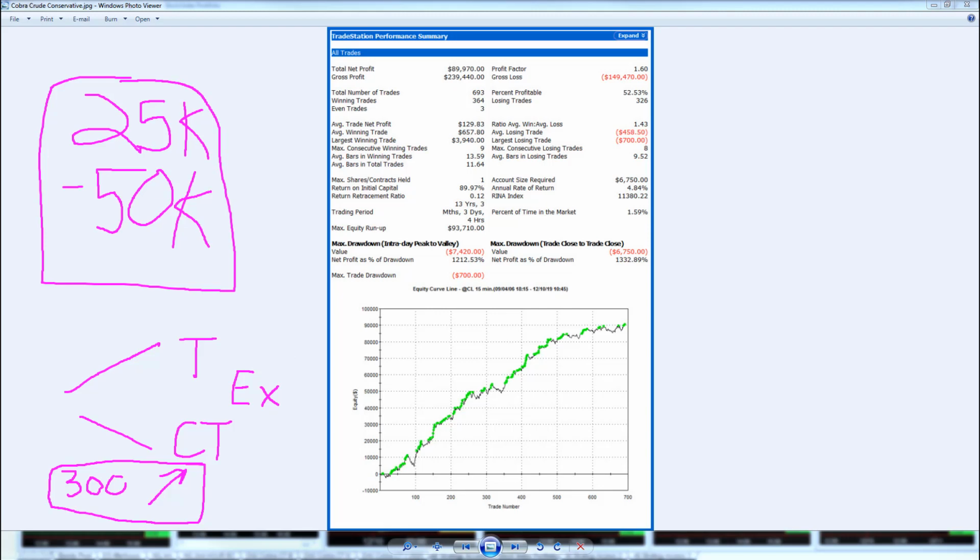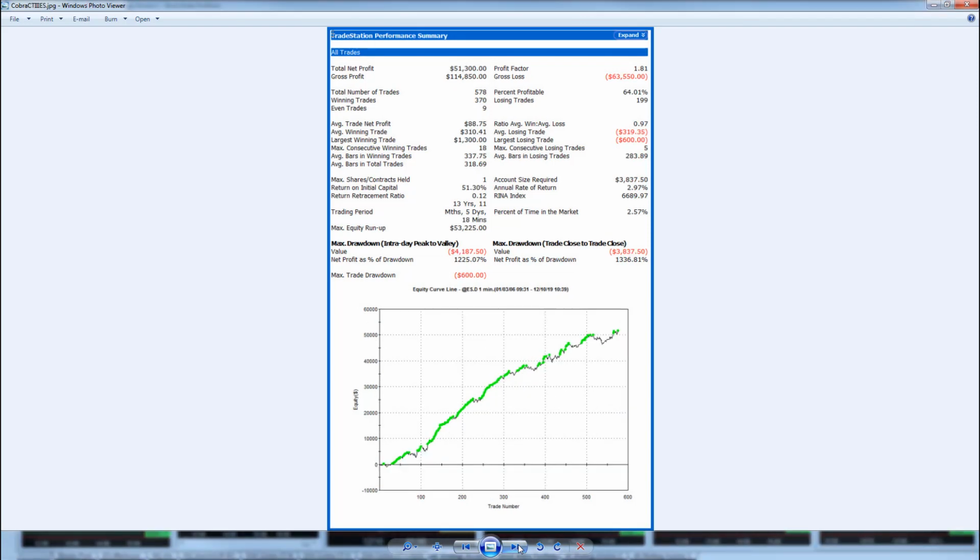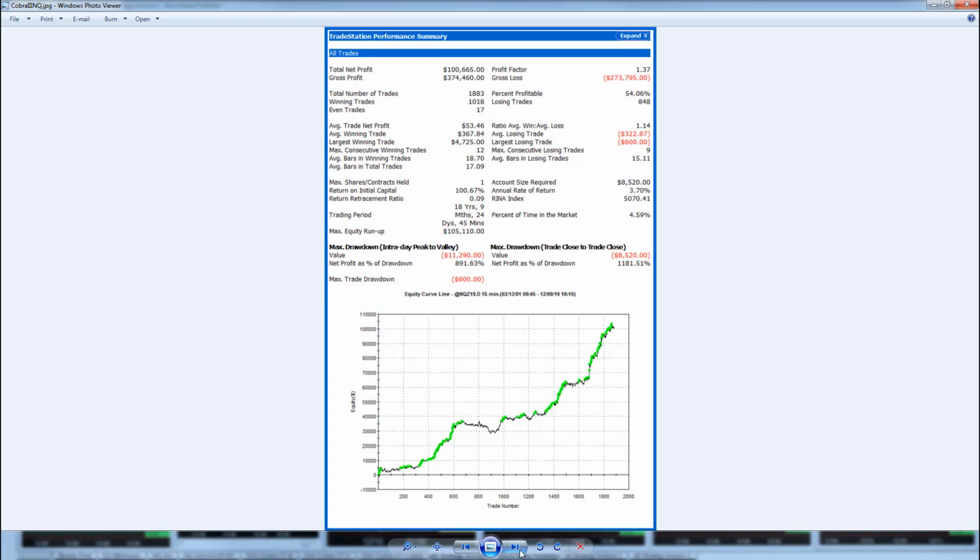I'm going to show you the equity curves of these strategies. This is Cobra Crude Conservative, a crude oil strategy. It's recently made equity peaks, and it's a simplified version of an older version that I have. This is Cobra CT3, E-mini S&P. It went through a drawdown here, and it has bounced back. It's a counter trend version for the E-mini S&P, with a very high average trade profit of $88, and that's a high number for a day trade strategy. So you see that equity curve.